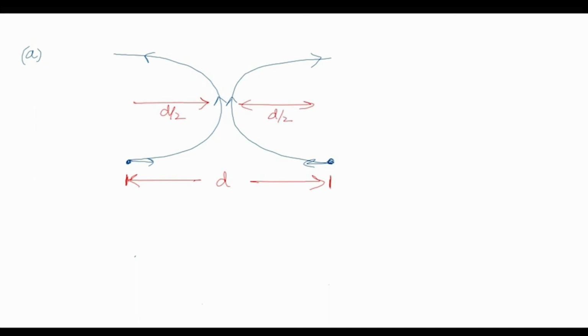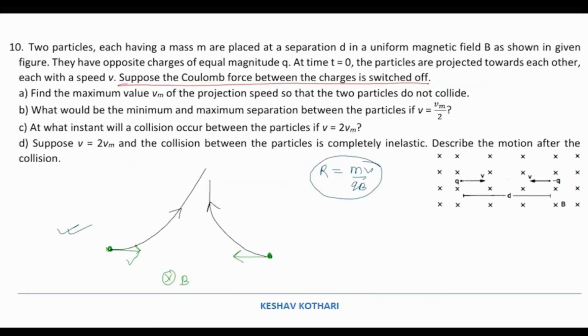That is, we can say that the value of r is equal to d by 2 and can be equated to mv by qB. If we equate this to mv by qB, we can calculate from here the required velocity, which can be written as qBd by 2m. So this is the answer to the first part, where the problem is asking us to calculate the maximum value Vm of the projection speed so that the two particles do not collide.